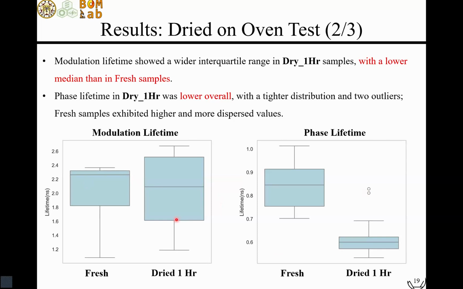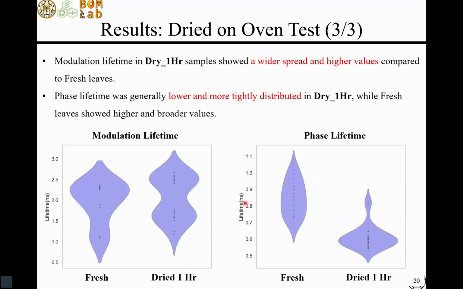Okay, we can clearly see that the phase lifetime can give us a very significant difference, unlike the modulation lifetime. So this means that indeed the phase measurement can give us more sensitive results. Also, this is the same result plotted in a violin plot. We can see clearly that after drying for 1 hour, the phase lifetime has a significantly tightly distributed and much lower distribution compared to the modulation lifetime.